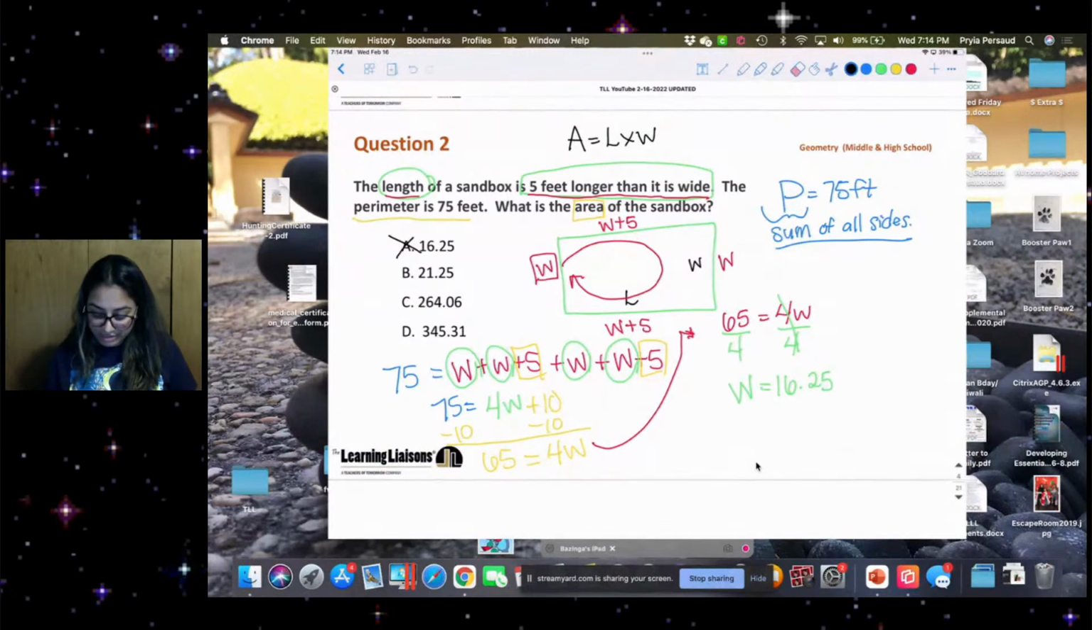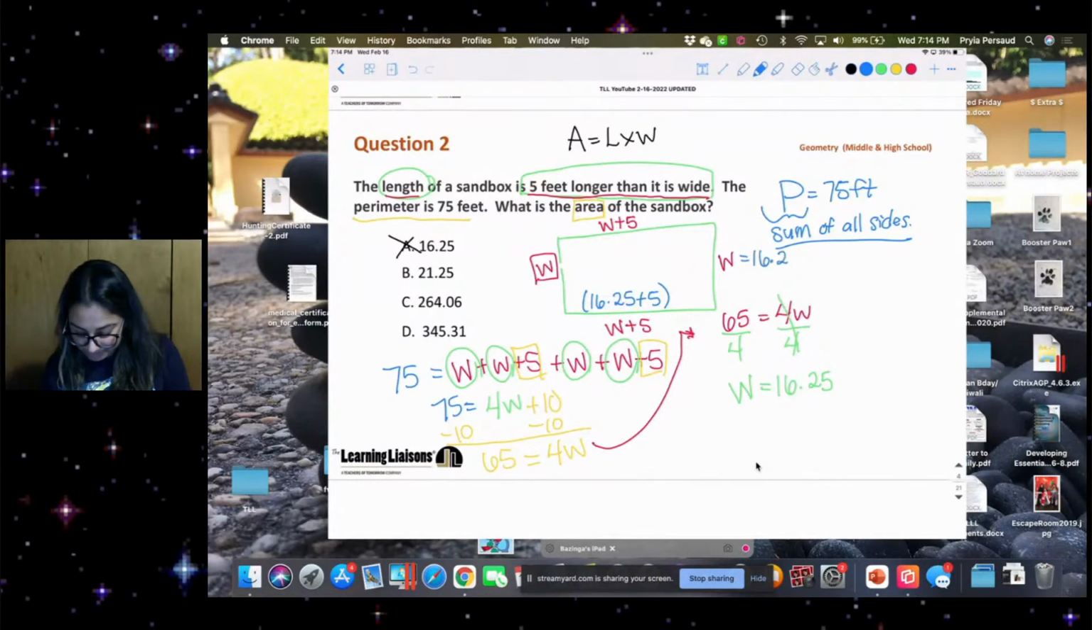Well, now that I know what my width is, I can plug in my width and actually solve for the length side. What do I mean by that? I'm going to take 16.25 and add that to 5, because remember, everywhere I see a W, I'm replacing it with 16.25. I'm going to get that my length is equal to 21.25. And I have my width. I'm going to multiply to get the answer that I'm looking for.